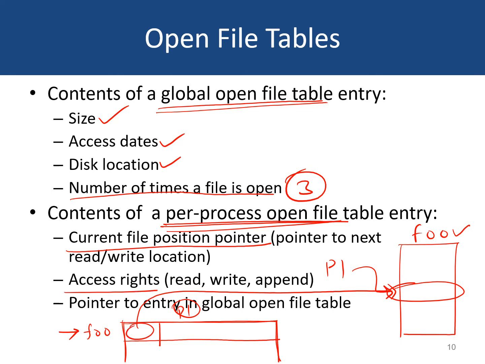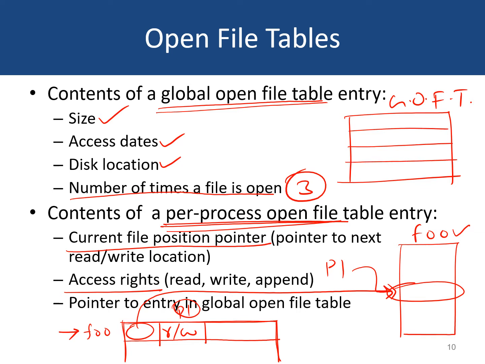The other piece of information is the access rights. So for example, can process P1 only read the file, or is it also writing into the file, and so forth. And finally, recall that in our global open file table, here also there would be one of the entries for file foo, and this entry for foo in the global open file table will contain process independent information like for example the size, and the disk location of the data for this file.